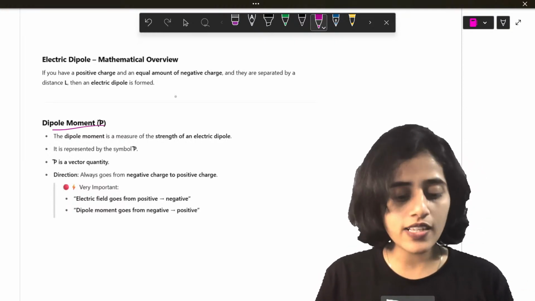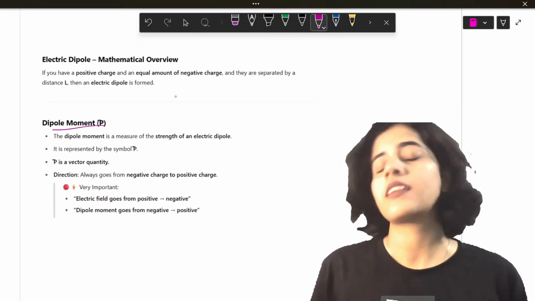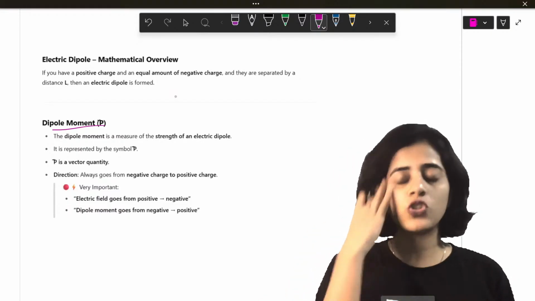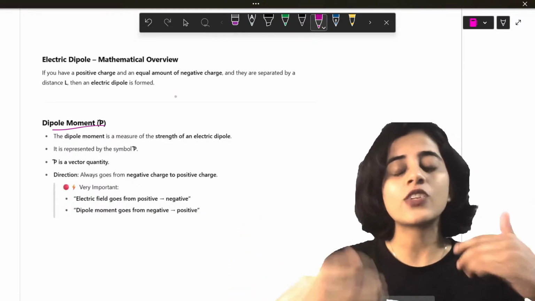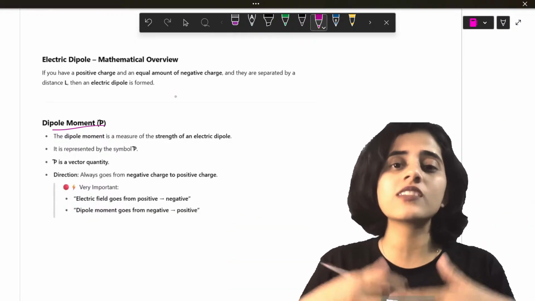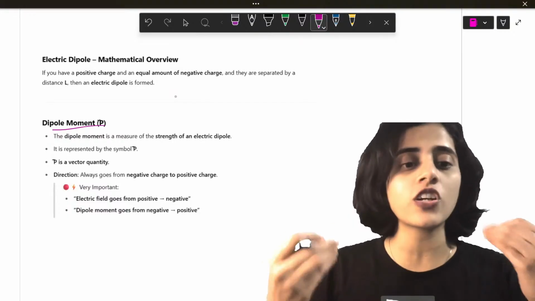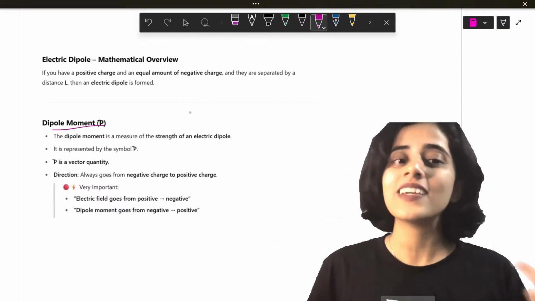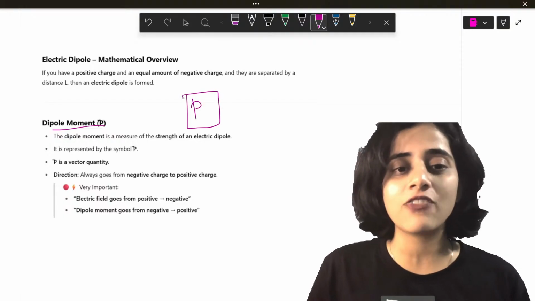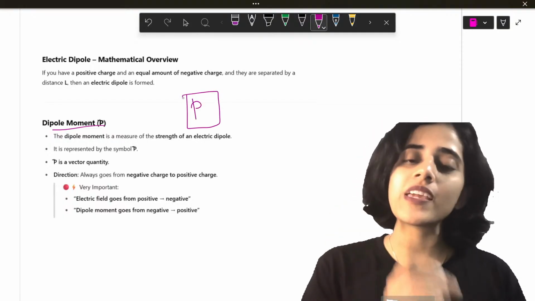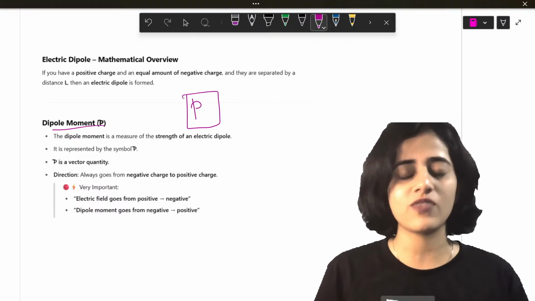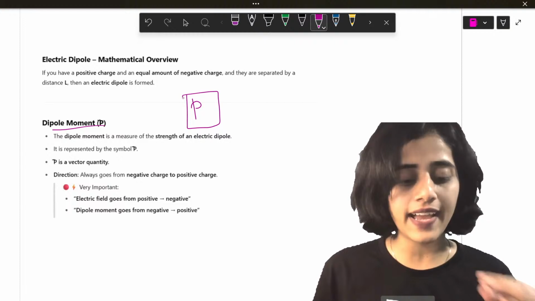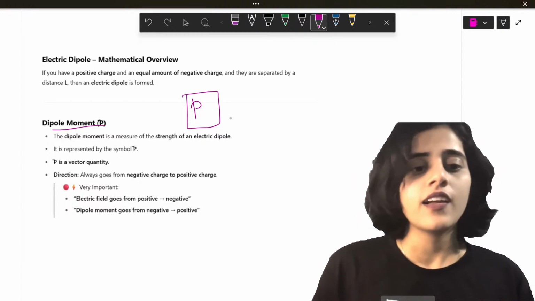So what is dipole moment? Dipole moment is the strength of an electric dipole. We know what an electric dipole is, so how strong that electric dipole is, you determine by looking at the dipole moment. It is represented by the letter P. P is also a vector quantity. Vector quantity means it has a direction. So dipole moment has a direction.